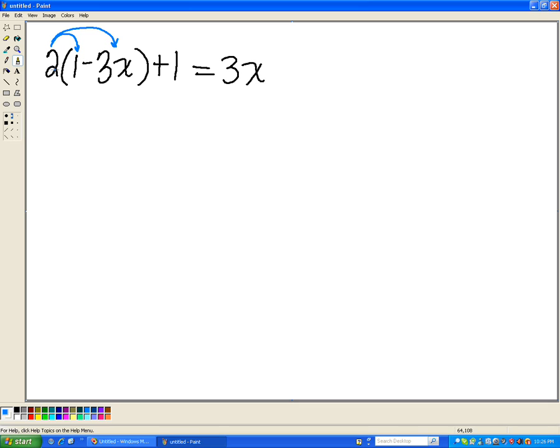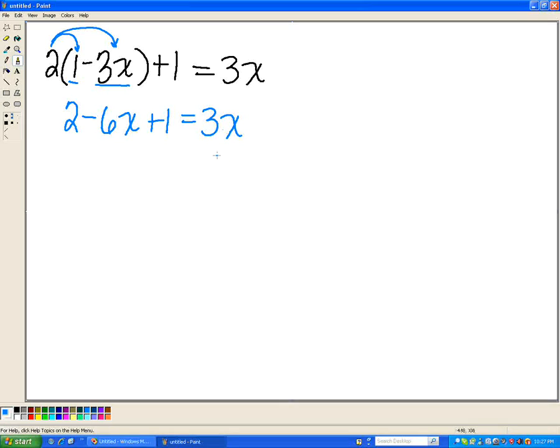In this case, I've got to multiply 2 times 1, and I've got to multiply 2 times minus 3x. Most students get the first one, and from time to time they tend to leave out the second one. So 2 times 1 gives me 2, and 2 times minus 3x gives me minus 6x. The plus 1 had nothing to do with this parentheses, so it just comes along.